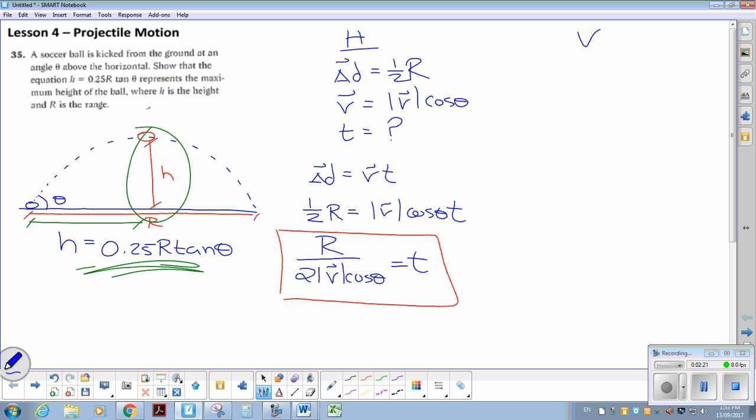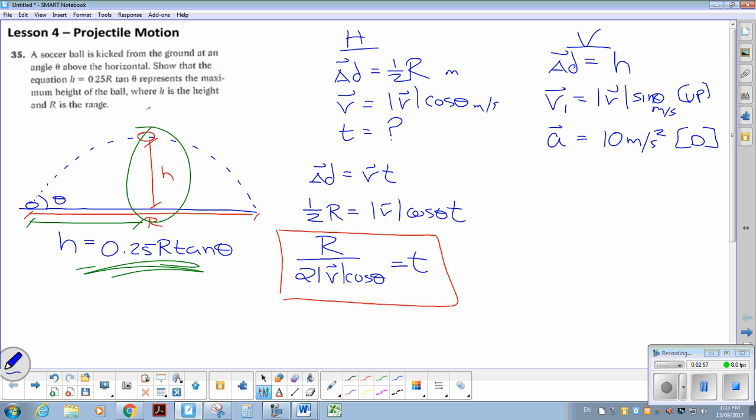So let's analyze our vertical and see what comes from that. Our vertical delta D is represented with h, the height. My initial velocity is the magnitude of v sine theta, and this is going to be up. I've dropped my units here, but since it's a proof, it's not quite as important. What else do we know? We know acceleration. I'm going to use 10 meters per second squared down.